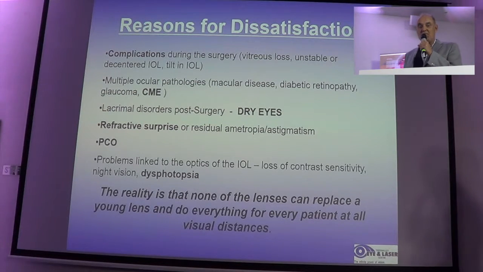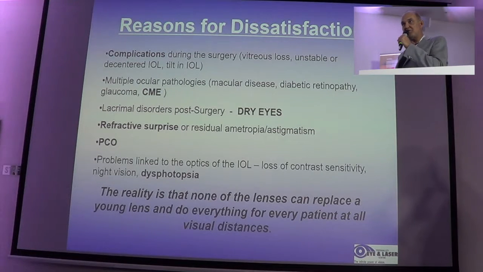This may be related to complications during the surgery, vitreous loss, or a descentered IOL, or tilt of the IOL. It can be a post-operative problem, such as CME, or a pre-existing macular disease, or diabetic retinopathy. It could be dry eyes. You have to check before you do any ocular surgery if the ocular surface is normal. Very important. We didn't realize that 10 years ago, but today we know.